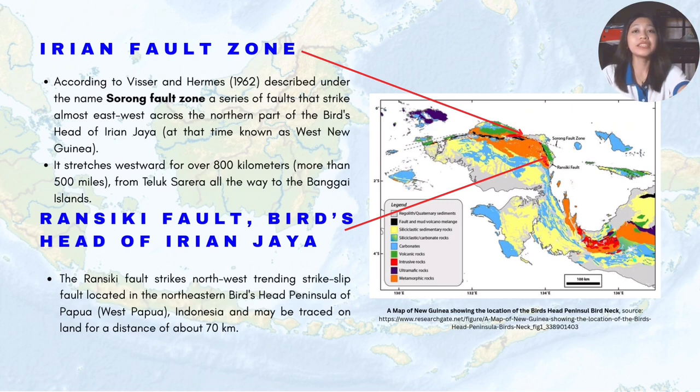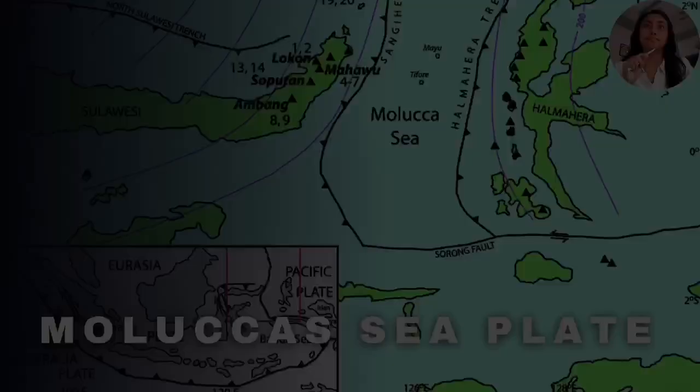And last is the Ransiki Fault, a northwest-trending strike-slip fault located in the northeastern Bird's Head Peninsula of Papua or West Papua, Indonesia, and may be traced on land for a distance of about 70 kilometers. And the map shown here highlights the location and geological setting of the said two faults, and it also includes a variety of rock types, shown in the figure in different colors.